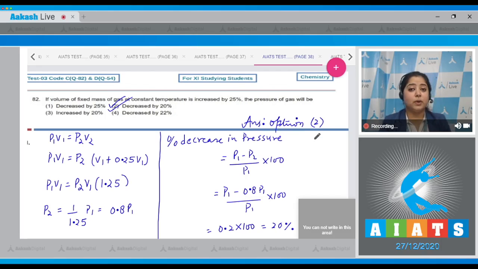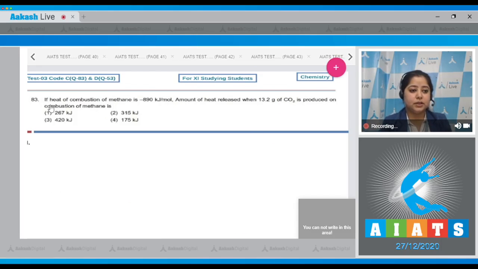Student, this is a very important as well as a very interesting question. Moving to next, which is 83. Let's read it. If heat of combustion of methane is minus 890 kilojoule per mole, then the amount of heat released when 13.2 gram of CO2 is produced on combustion of methane.